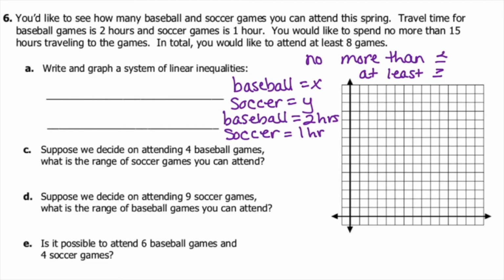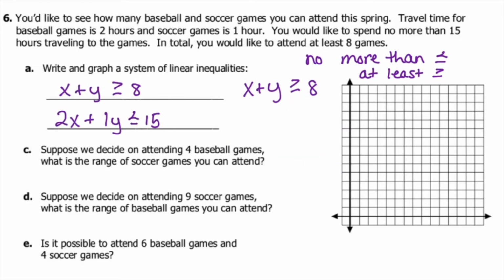And in total, you'd like to attend at least 8 games. So at least would be greater than or equal to 8, because you don't want to do anything less than 8. So no more than would be less than or equal to 15, and at least 8 games would be greater than or equal to 8. All right, so take this information and make your 2 inequalities.